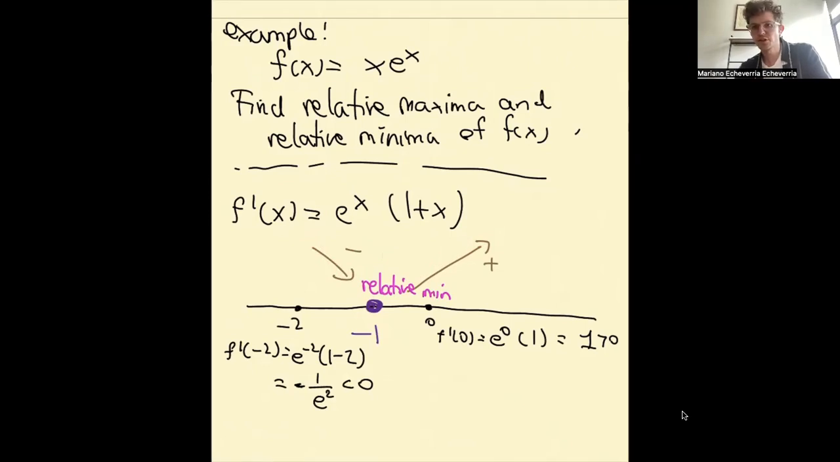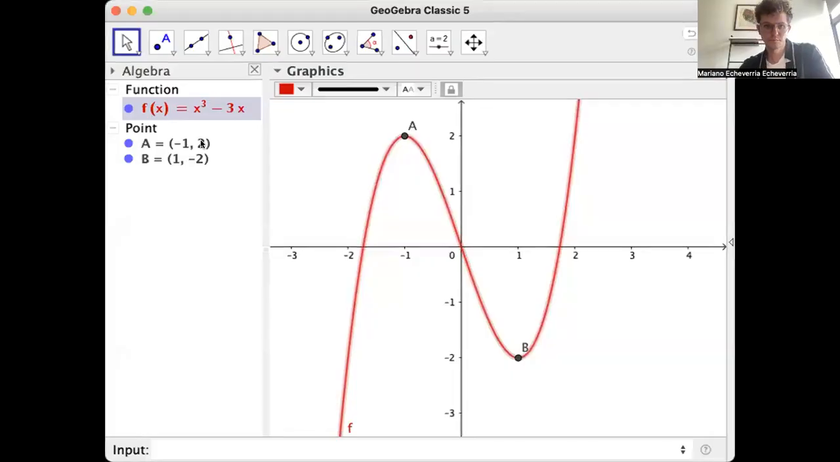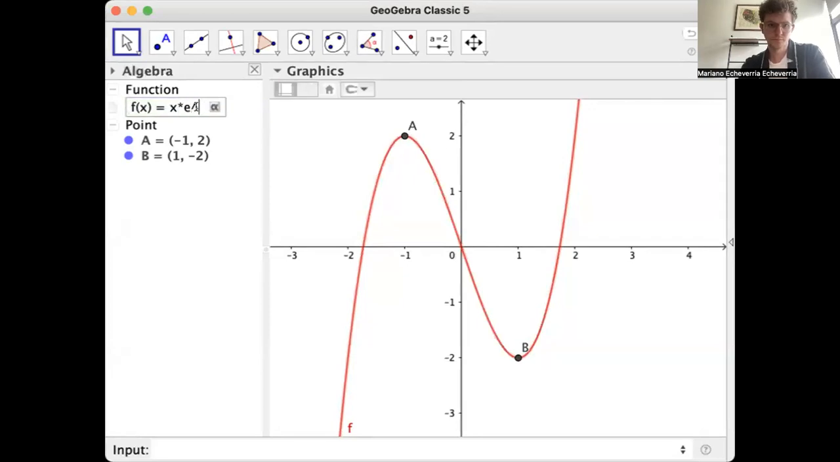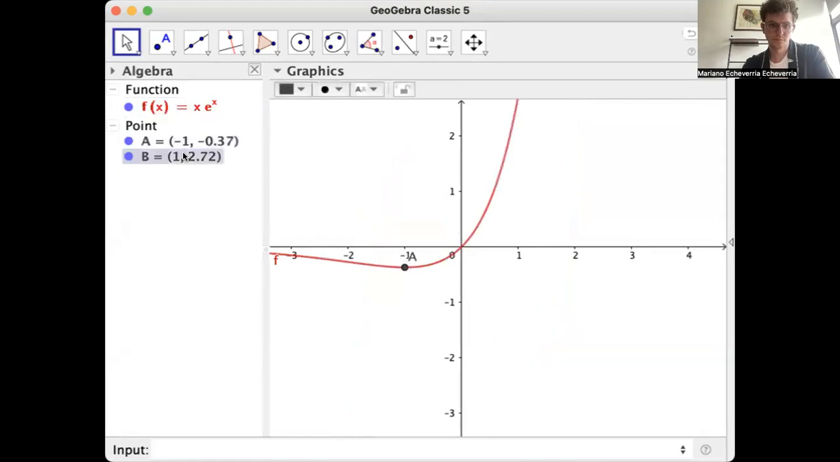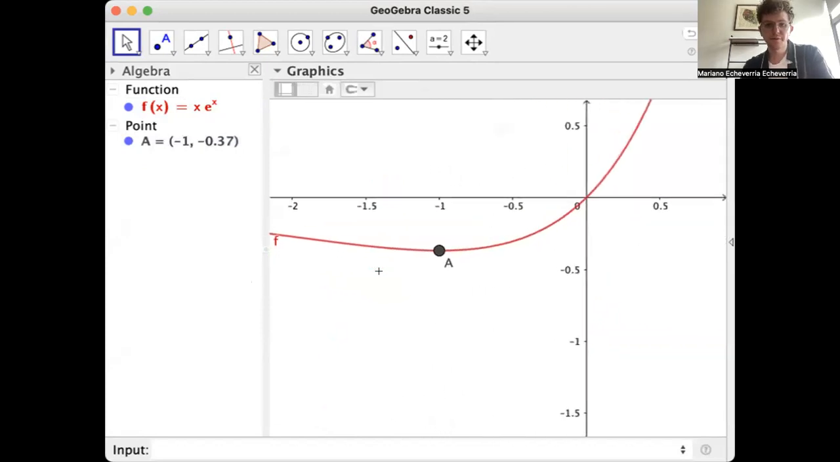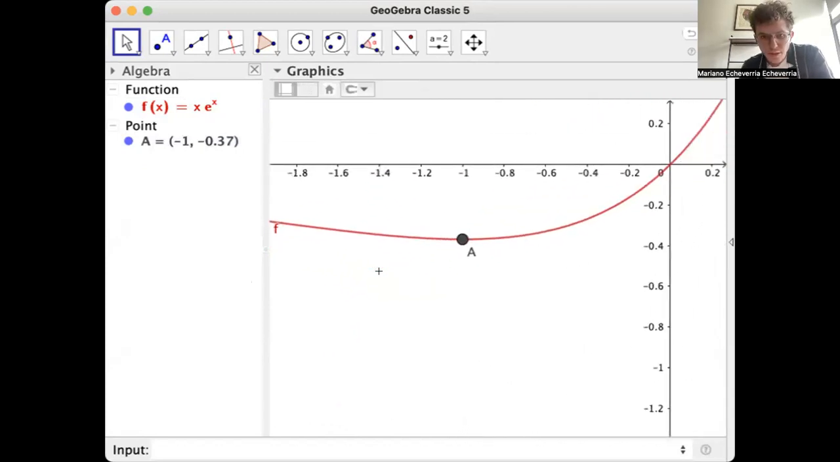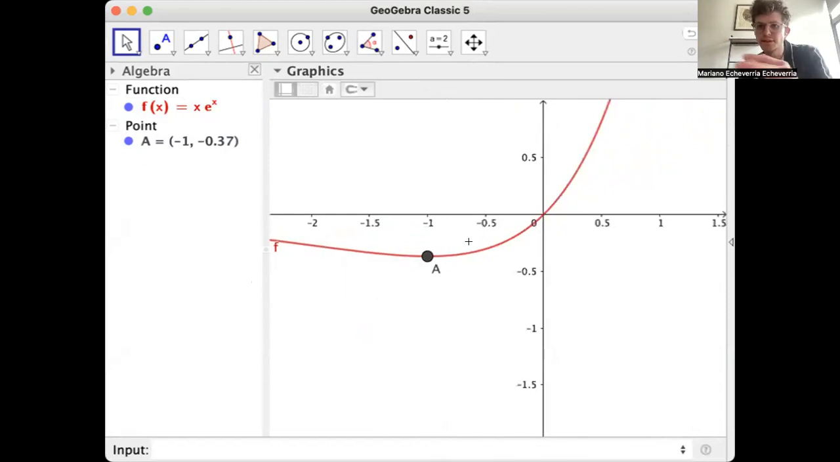Let me show you this again in GeoGebra, how it looks. So the critical point was -1, f of -1. So it's somewhere in there. And this is a bit more subtle, that this is a min. You kind of have to zoom in a lot for it to look like a min.